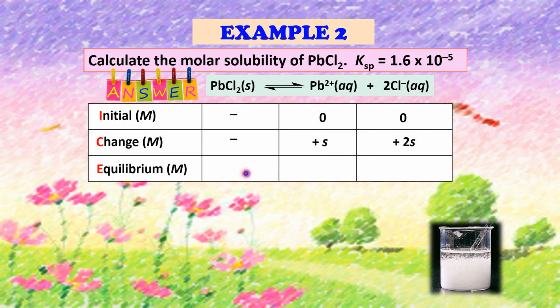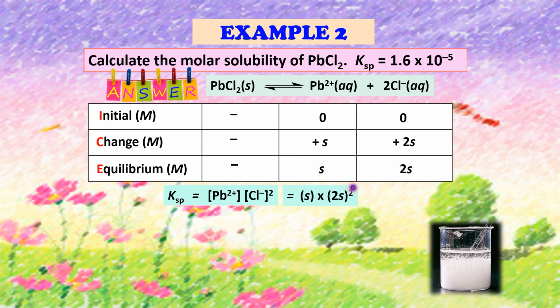At equilibrium, PbCl2 is a solid, so we write a dash. Pb2+ is S and Cl- is 2S: 0 plus S becomes S, 0 plus 2S equals 2S. Write the Ksp expression, and don't forget that because we have coefficient 2 for chloride, it is to the power of 2 here. And then substitute the value of Ksp and also the values from the ICE table.